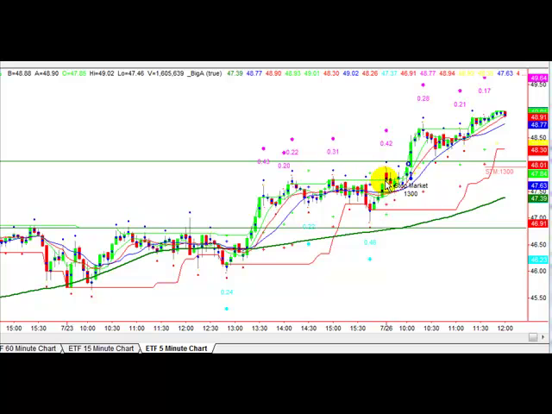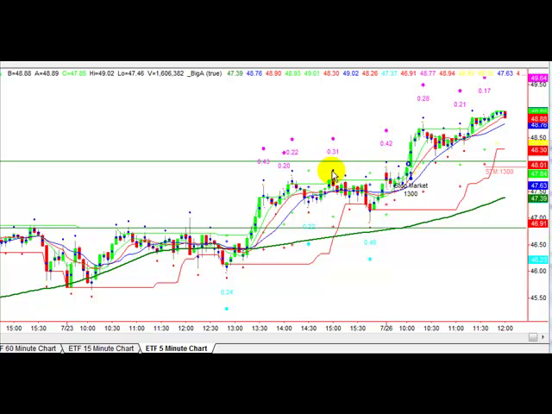We had a perfect setup. It didn't gap or anything. Here's where it closed. Here's where it opened. Not much of a gap. Opened up here, came back down, and then busted through our new fractal here. So it was a really good entry.